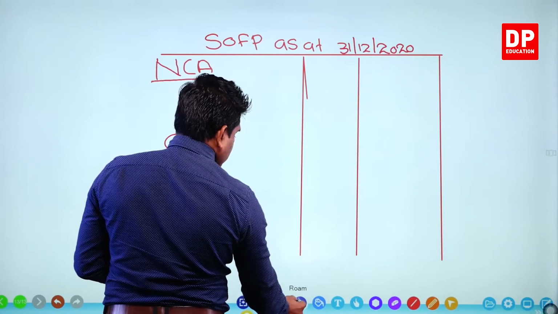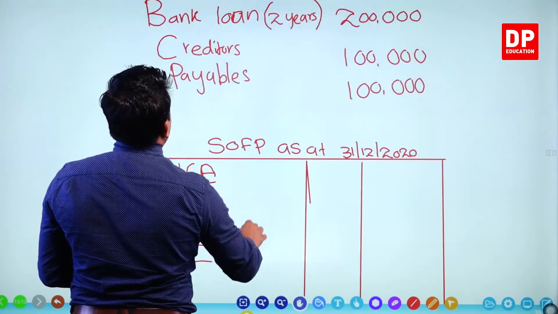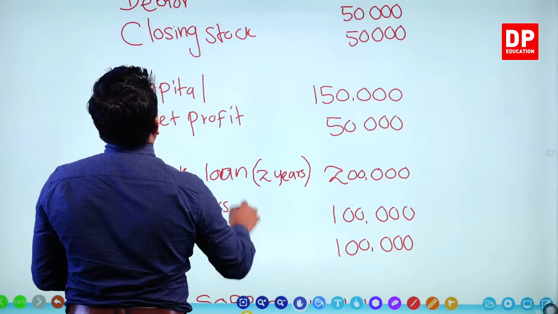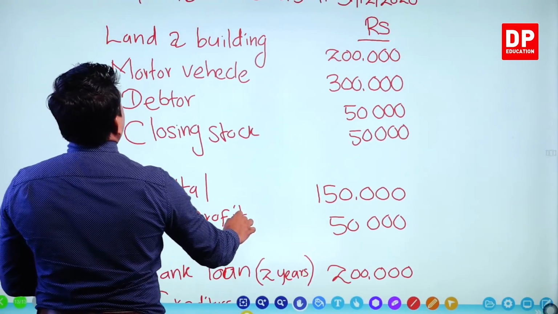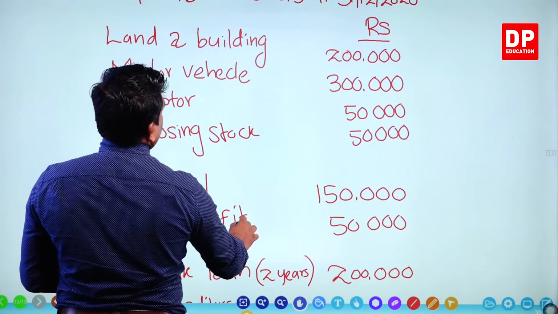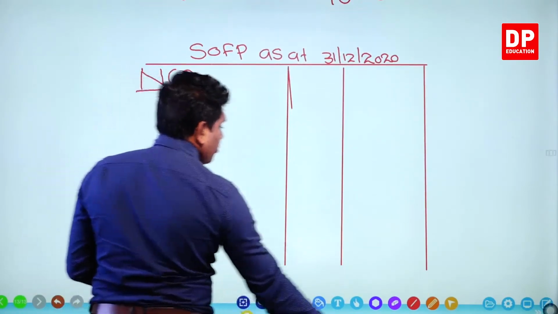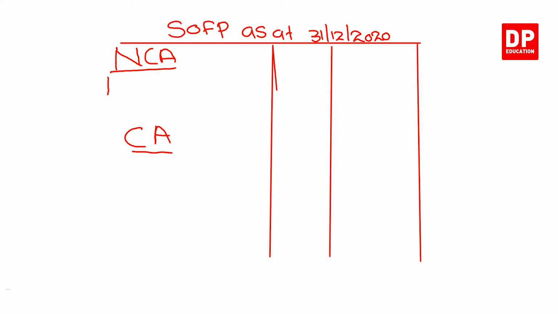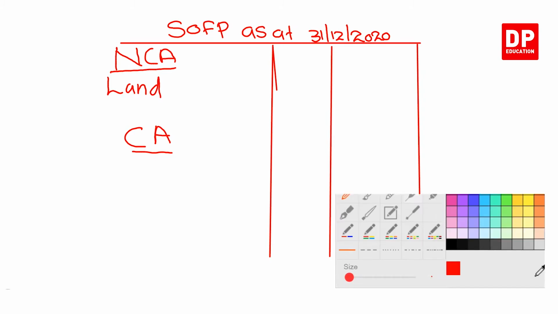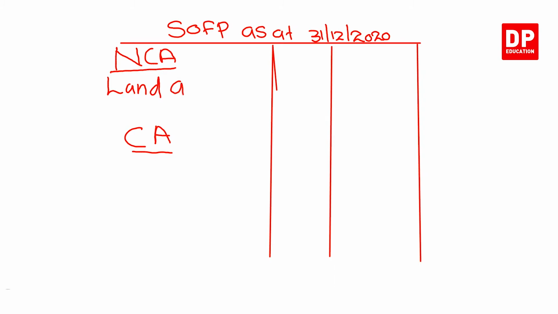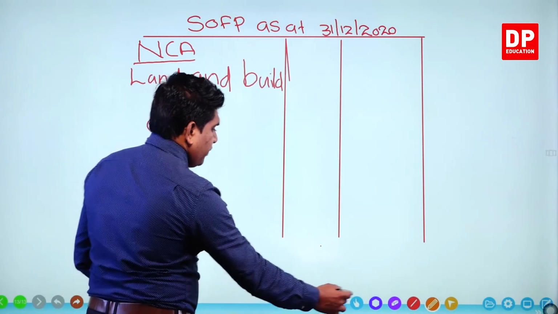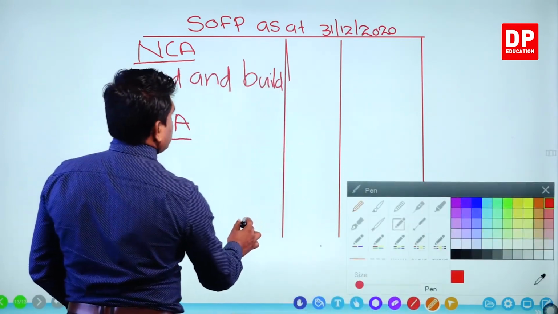You take the details. What are the non-current assets given? There are two. What are they? Land and building and motor vehicle. Then land and building. Land and building value is given in this question how much? 200,000, you put it here.